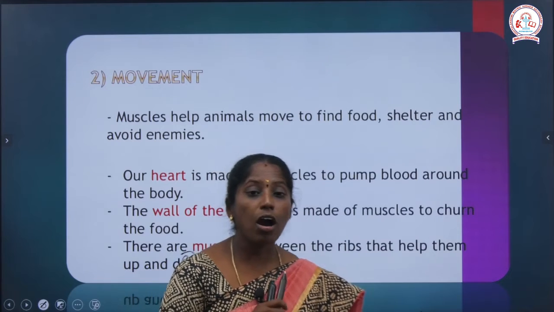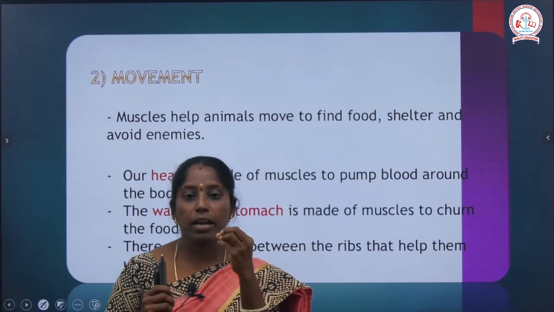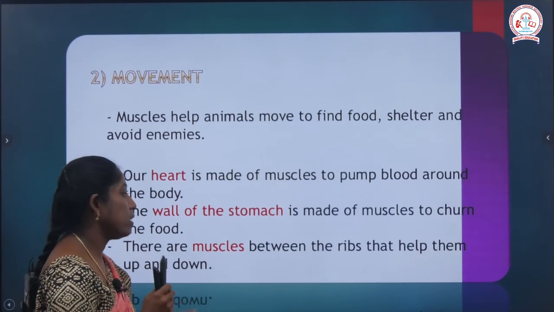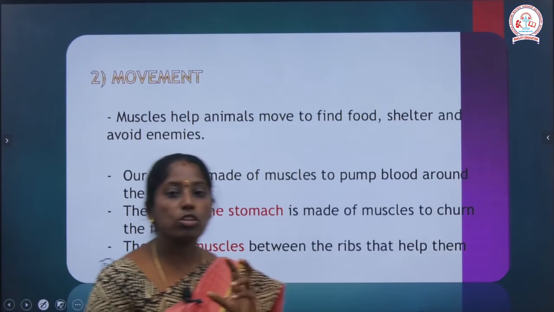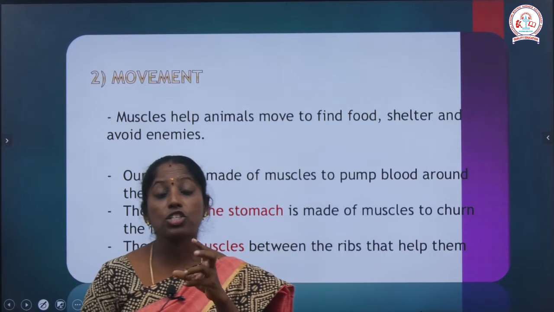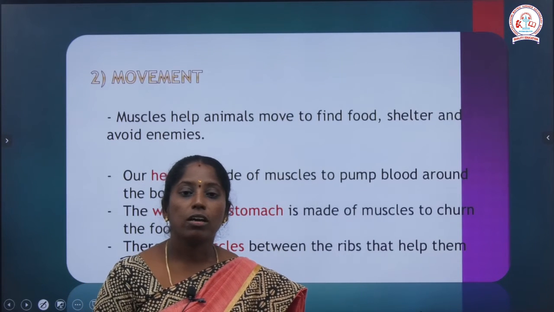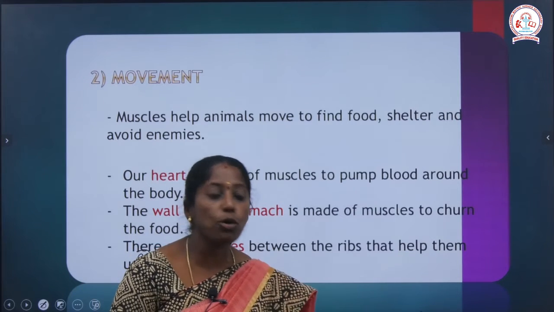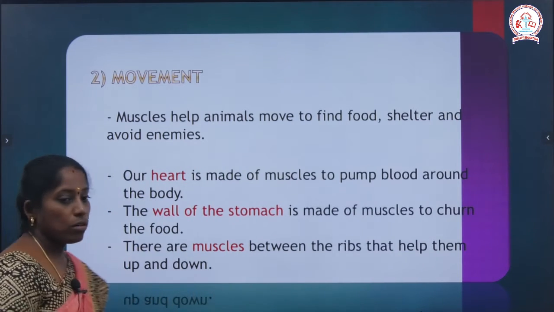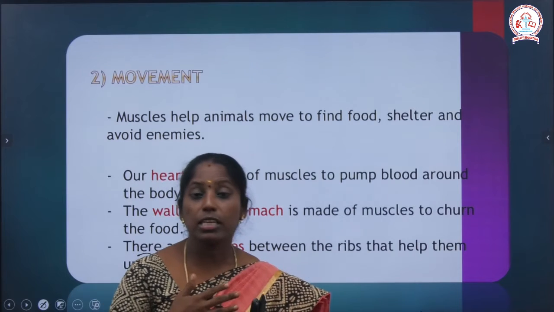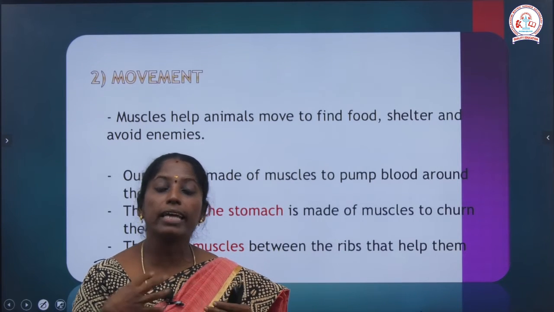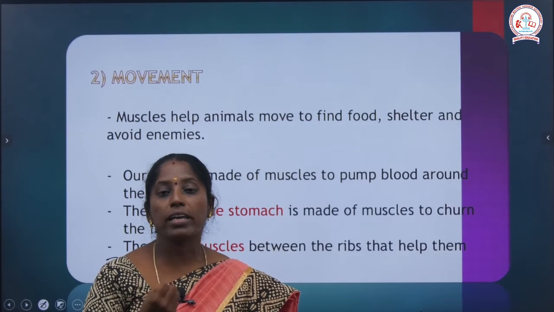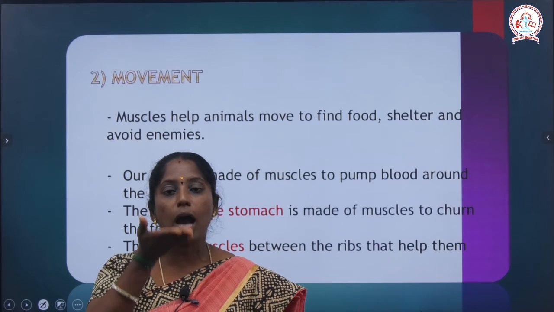Then our heart also pumps the blood. You know, children, in the muscles. Okay, the next one, stomach. The wall of the stomach is also made of muscles and it churns the food, digesting the food. Okay, the next one, what is that? Muscles between the ribs also help them go up and down. The rib cage protects our heart and lungs. The ribs go up and down while breathing. When we breathe, what happens? It goes up and down.